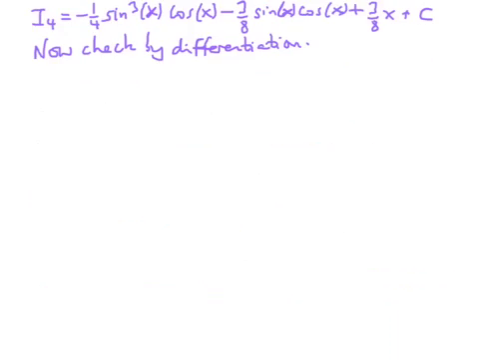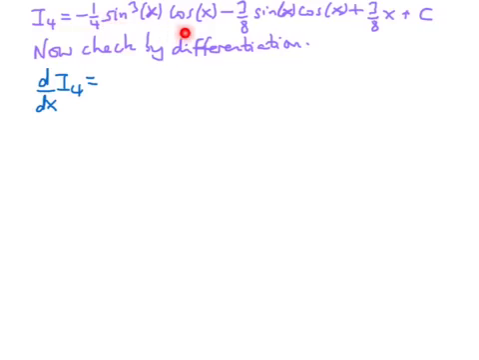So what we've seen on the previous slide, we've calculated this result here, and what we want to do now is to check it by differentiation. In other words, what we want to see is that the derivative with respect to x of I4 is our original integrand. In other words, it is sine to the 4th of x. So let's start off now by differentiating all of this.